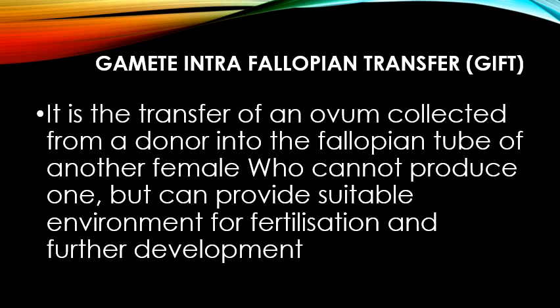Next is gamete intrafallopian transfer. It is the transfer of an ovum collected from a donor into the fallopian tube of another female who cannot produce one, but can provide a suitable environment for fertilization and further development. So it is a technique in which the ovum is collected from the donor and transferred into the fallopian tube of a female who cannot produce an ovum but can provide a suitable environment for the fertilization and the further development of the embryo.